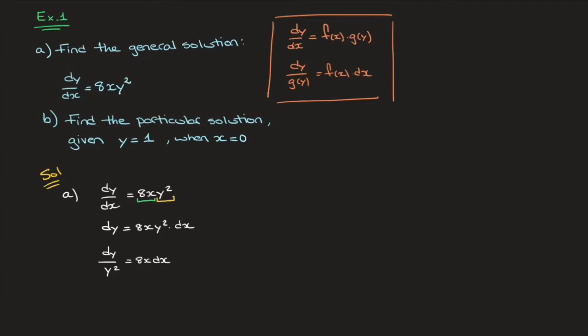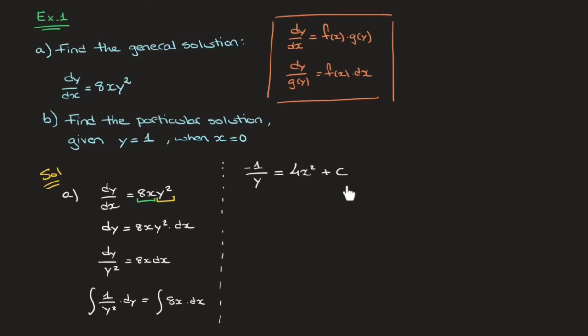In other words, we can go ahead and write that the integral of 1 over y squared dy equals the integral of 8x dx. Now by all means check, but integrating 1 over y squared with respect to y leads to negative 1 over y, and that's equal to the integral of 8x, and that's 4x squared plus some constant of integration, c.